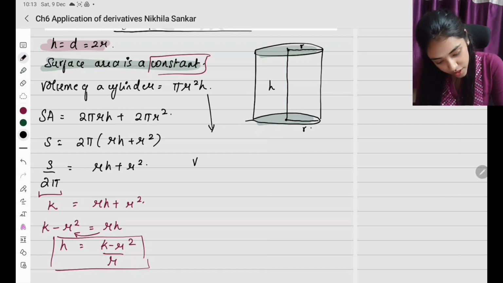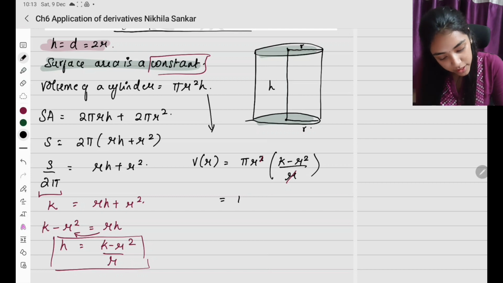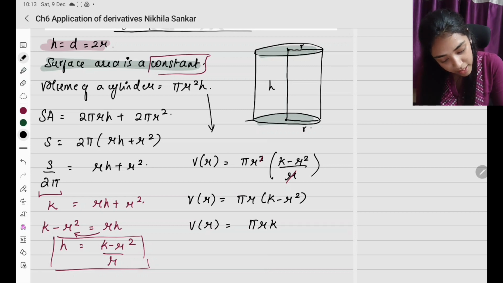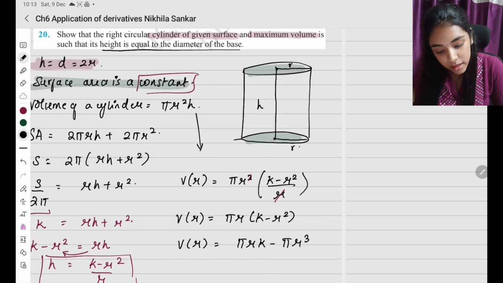I have the volume of the cylinder. Volume, in terms of r, is going to be pi r square times h. And what is my h? I'm going to substitute k minus r square divided by r. I can cancel one r with the other r. What will I be left with? I have pi r times k minus r square. This is going to be the volume. Now multiplying, I get pi r k minus pi r cube.